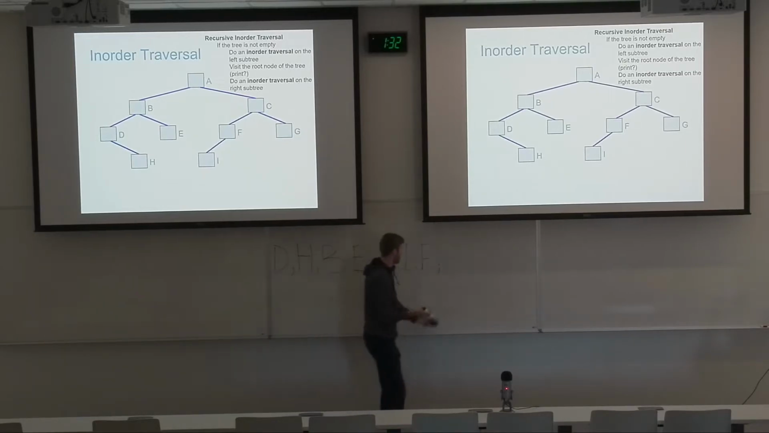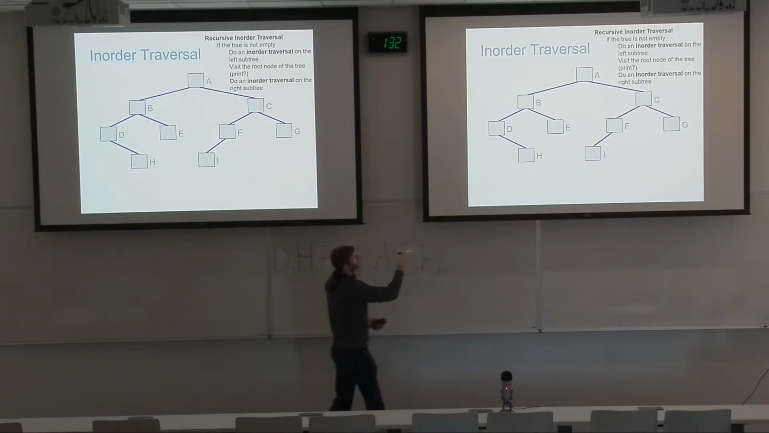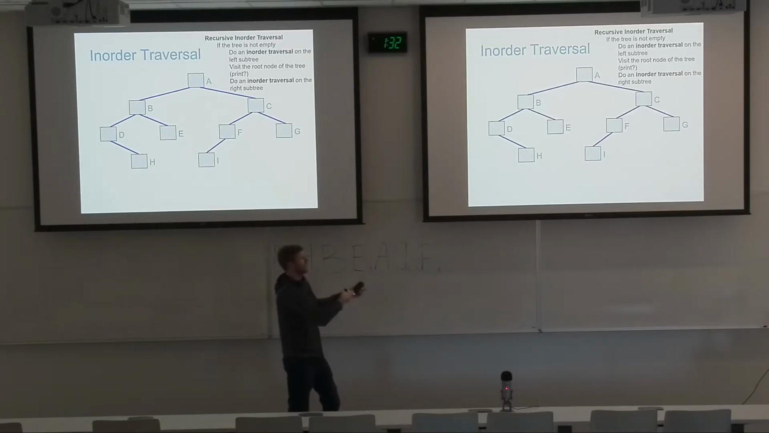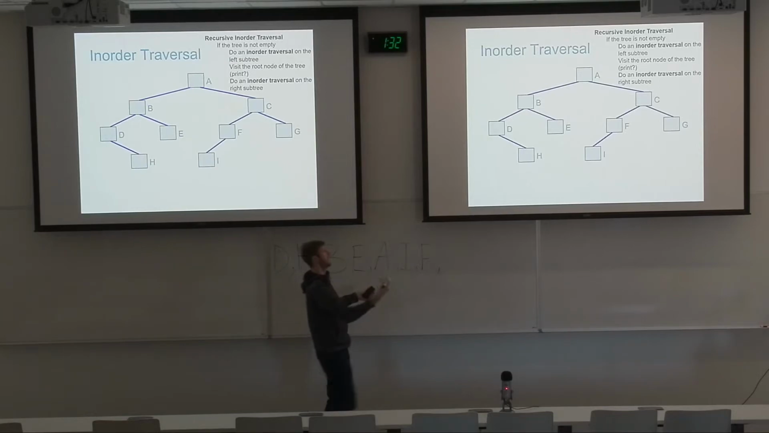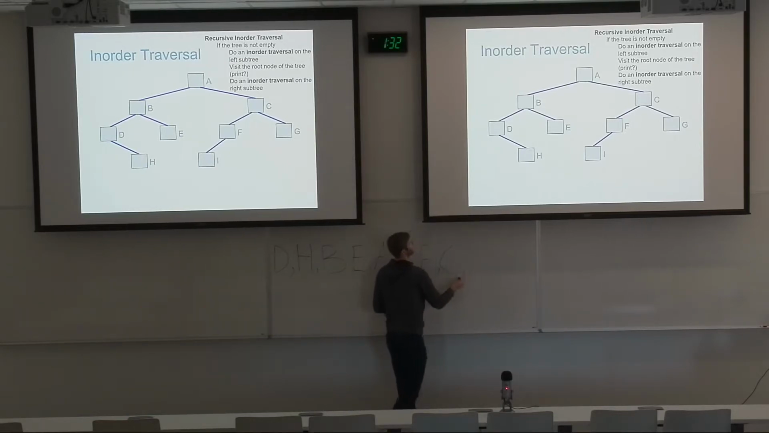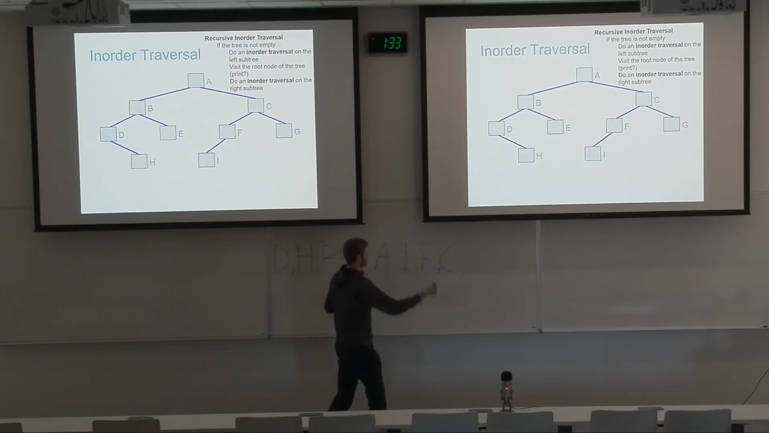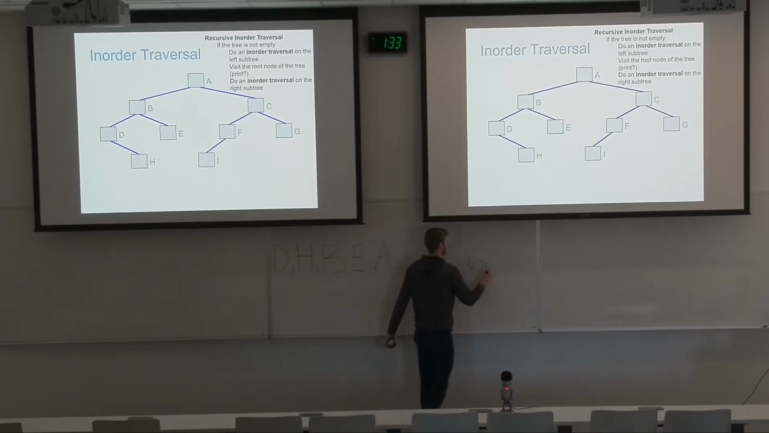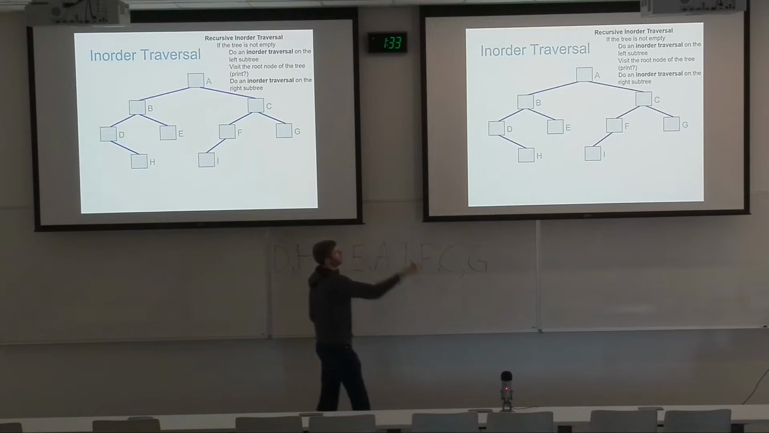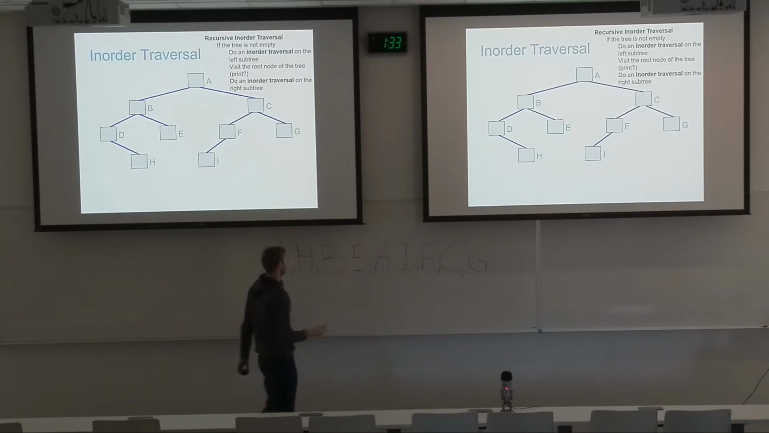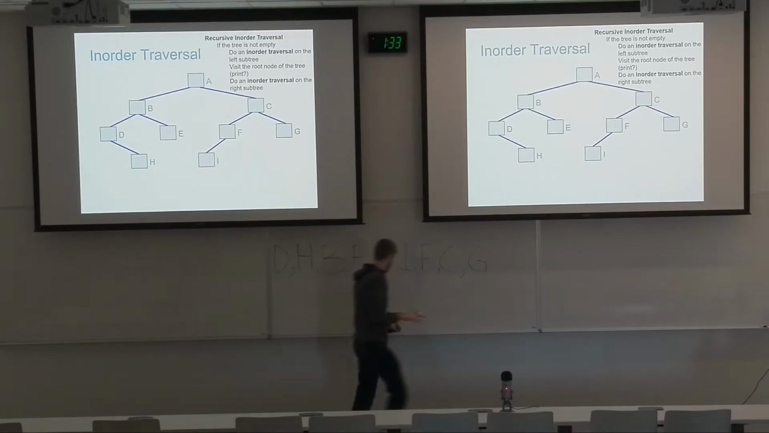Go to the right subtree of F, there's nothing there, return. We're at C. We finished C's left subtree because we returned back to C. Print out C. Go to the right, go to the left. G doesn't have a left subtree, return to G, print out G. Go to the right, nothing there. Return, return, return. Did I get it right?